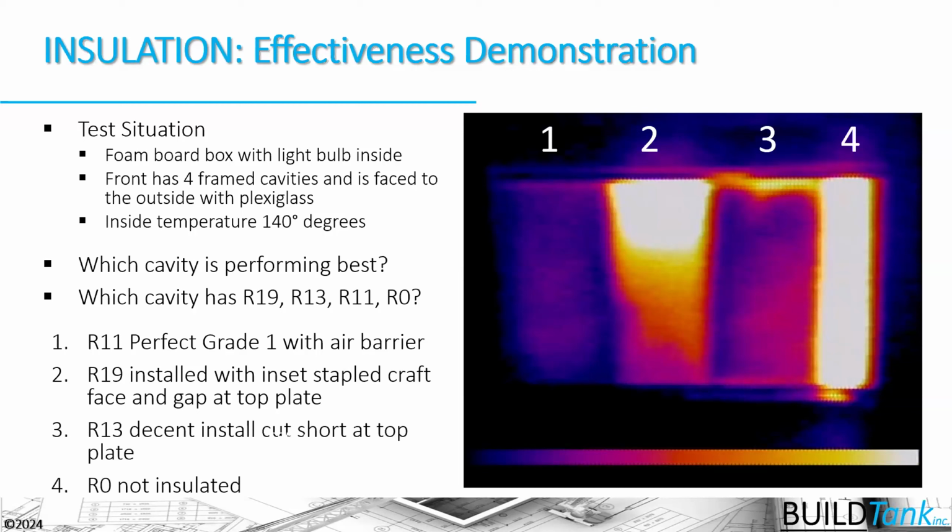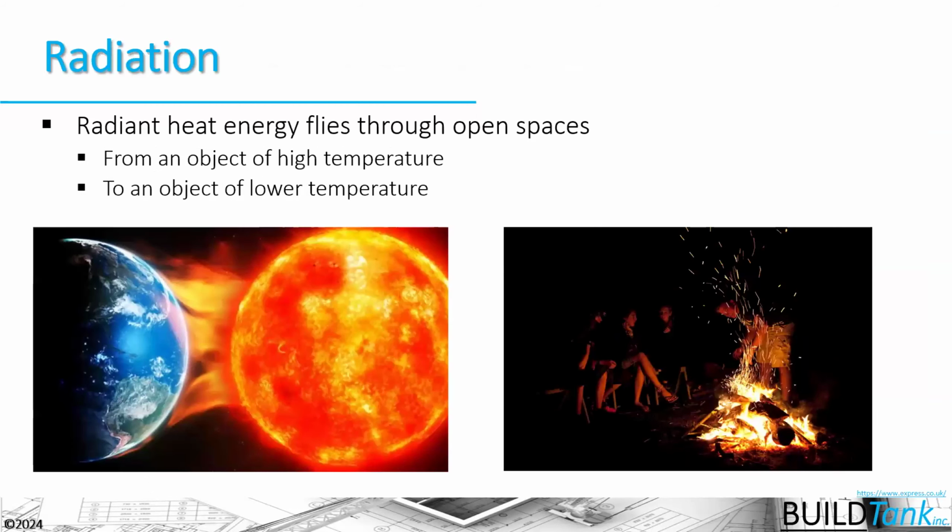And then cavity 4 is our non-insulated cavity there. So you might be surprised that you can have better performance with less R value if that insulation is installed properly. And obviously we want the combination of higher R value and best installation in order to have the cavities that meet the requirements of the current energy code that you might be working in.